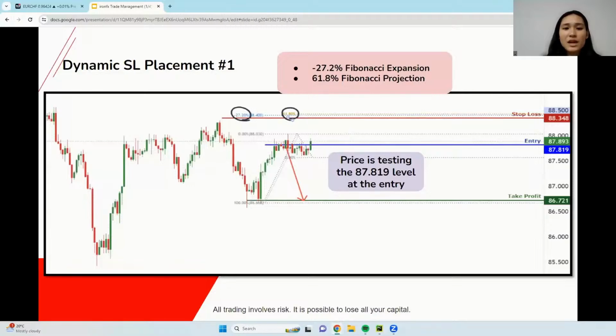If you're wondering what these Fibonacci techniques are, feel free to let me know in the chat. We basically go through the different Fibonacci techniques in our Fibonacci series. But if you've missed that, I don't mind going through it a little bit after our slides when we're going through some charts. Price is currently testing our entry level and we're expecting it to drop back down to our take profit at 86.721.